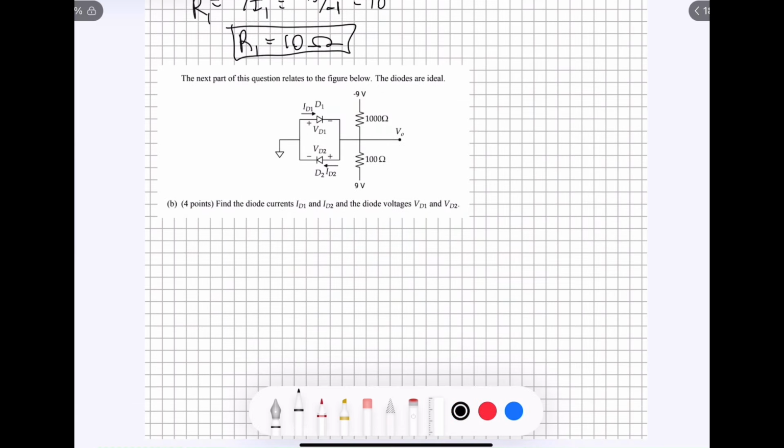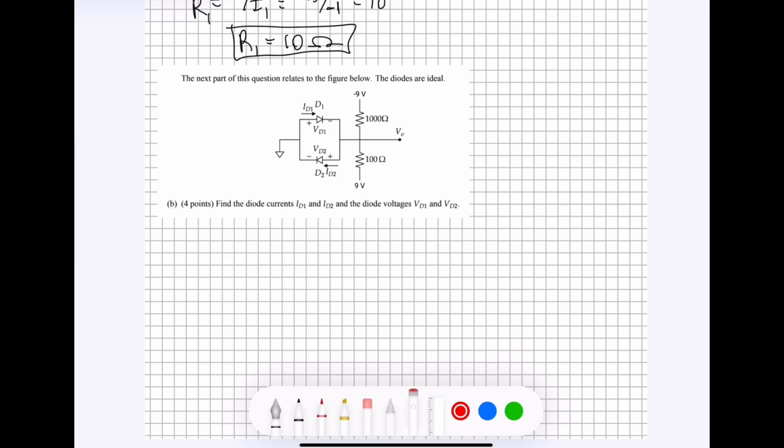All right, on to part B of question 19. This one is essentially a very similar circuit to the previous one. We have slightly different voltages here, but the main difference is that we have two diodes in this kind of square parallel to each other configuration over here. One of these diodes is forward biased in this direction, and the other one is forward biased in that direction. Part B asks us to find the diode currents ID1 and ID2, and the diode voltages VD1 and VD2.